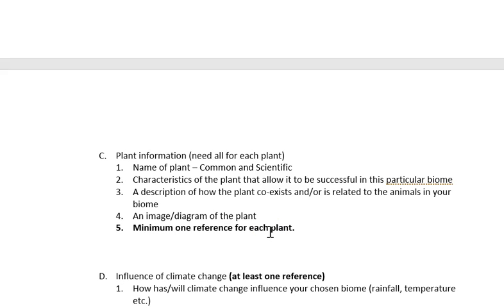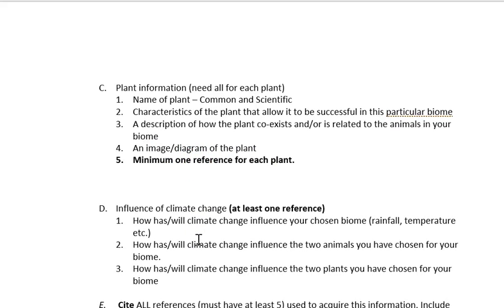So you're going to have to know, and we'll go over this a little bit in lab, the anatomy and physiology of plants. Why can a cactus survive in a desert? Why is a palm tree in warm environments? So with those kind of things, again, you have to show me that you understand why that plant can exist in that specific biome. And again, you'll need an image or a diagram and a reference for each plant.